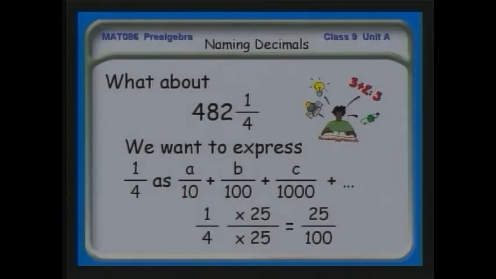What can I multiply 4 by to get hundredths? Well, I think about this and I say, well, gosh, 4 times something equal to 100. How about 25? Okay, 4 times 25 is 100. Then if I multiply 1/4 by 25 over 25, which is just 1, what I wind up with is 1/4 can be written as 25 100ths.